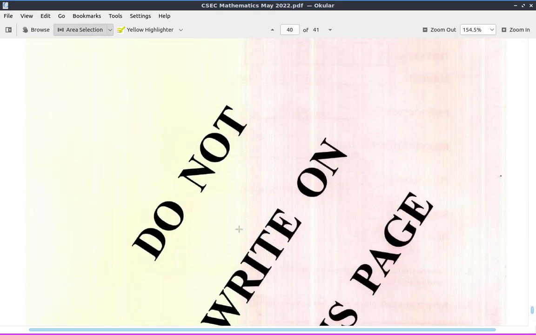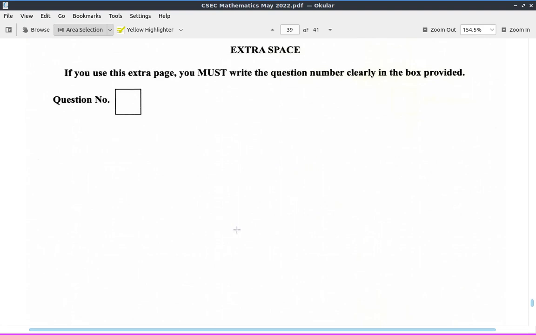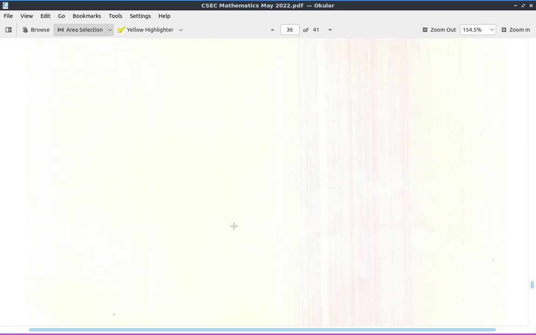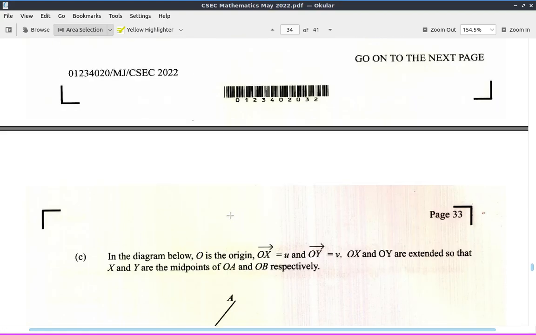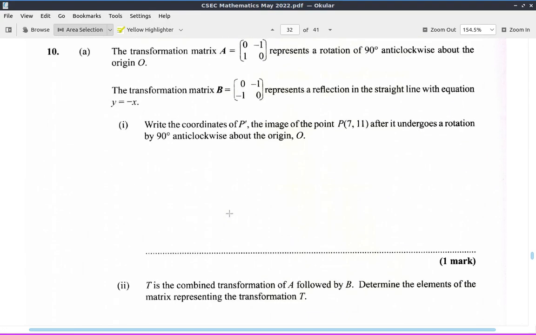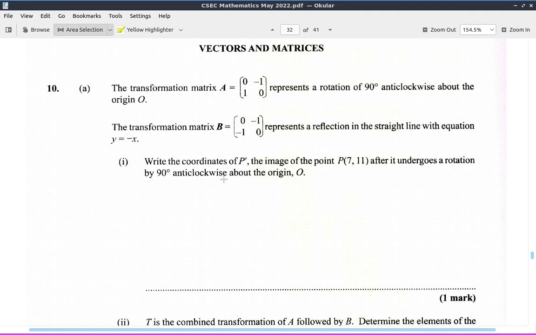Do not write on this page. Let's look at the last part. These are the extra papers for you to do extra work. But let's look at the last question. Question 10. It's vectors and matrices.